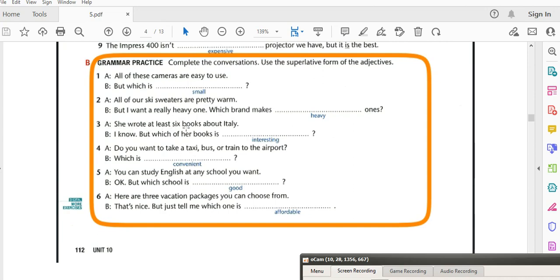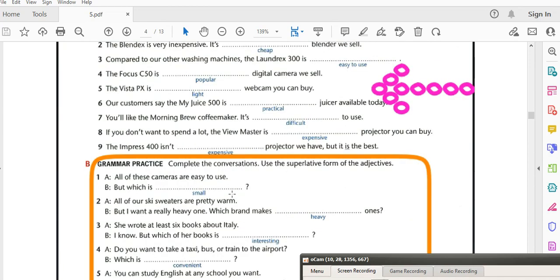She wrote at least 6 books about Italy. I know, but which of her books is the most interesting? Interesting is a multi-syllable adjective, so I use the most after it. Do you want to take a taxi, bus or train to the airport? Which one is the most convenient? Multi-syllable adjectives take the most. You can study English at any school you want, but which school is the best?